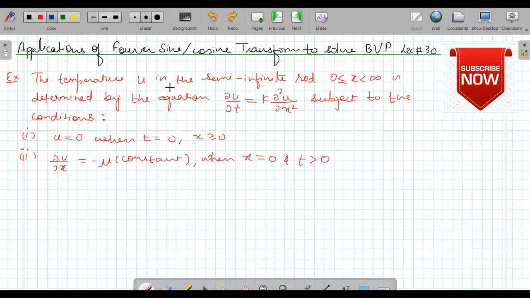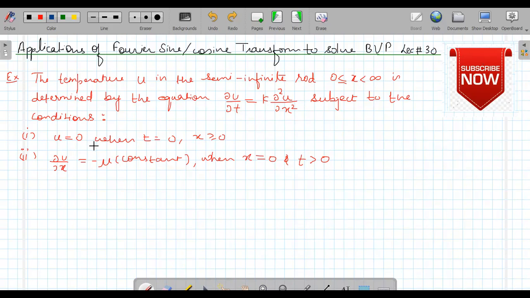The problem is: the temperature U in the semi-infinite rod is determined by the equation del U by del T is equal to K del 2U over del X square, subject to the condition U is equal to 0 when T is equal to 0, X is greater than or equal to 0, and del U by del X is equal to minus mu, where mu is a constant, when X is equal to 0 and T is greater than 0.